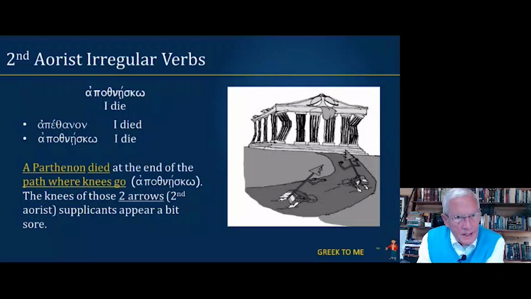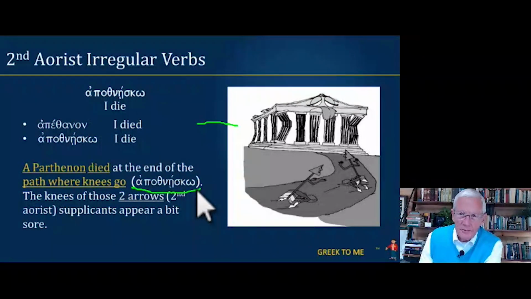Apothnesko, the second aorist, is apethanon, I died. So what do we have here? We have a Parthenon for apethanon. It died. See it giving up the ghost there? Died at the end of the path where knees go. So path where knees go reminds us of apothnesko, a path where knees go. So notice the two arrows here. There are their knees.